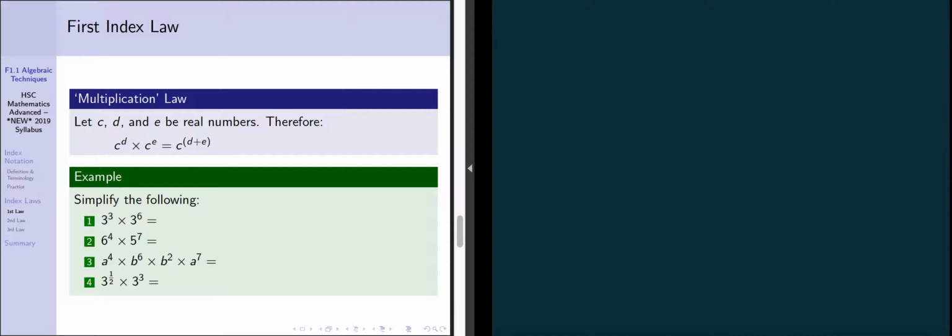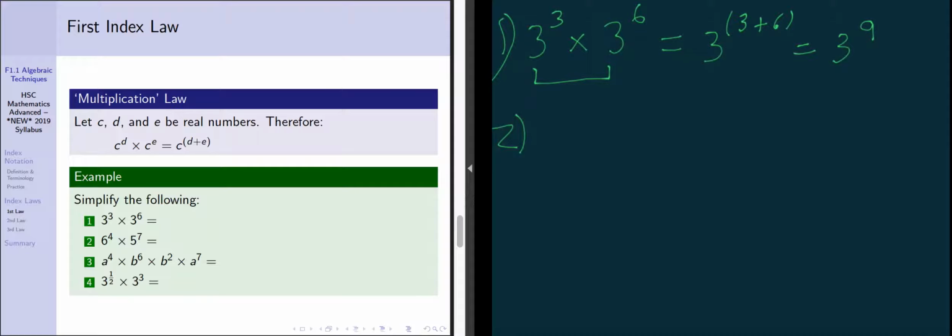So for the first question, we have 3 to the power of 3 times 3 to the power of 6. This law is telling us that as long as the bases are the same, which in fact they are, it's 3 and 3, then if we multiply them together, the indices at the top just add up. So we get 3 to the power of 3 plus 6, which is 3 to the power of 9. Good.